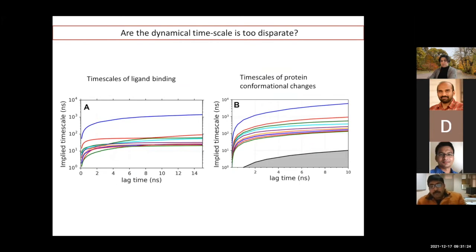So we have proposed two methods, because there may be two reasons for this. One is that there are different time scales, that the time scales are completely different due to the events. To test this, we have compared the implied time scales of two events.